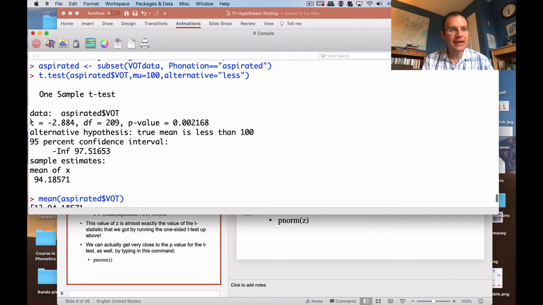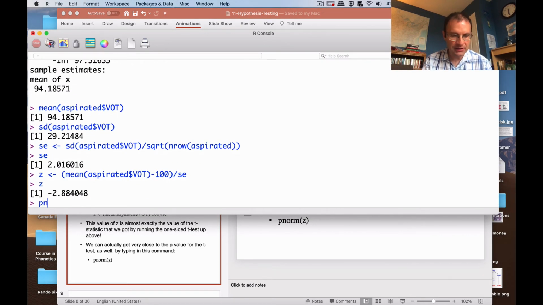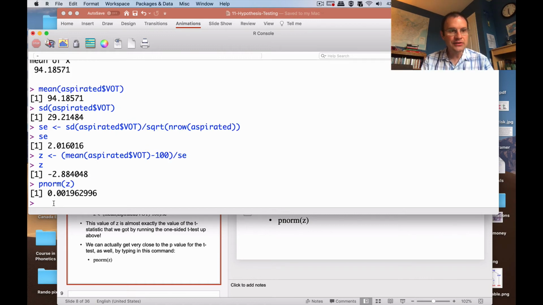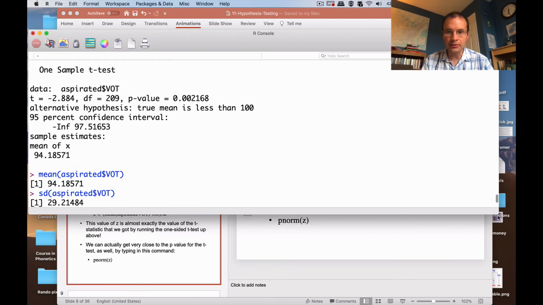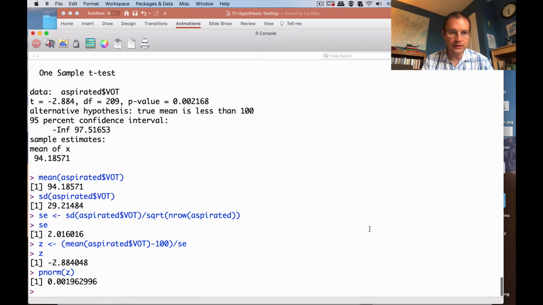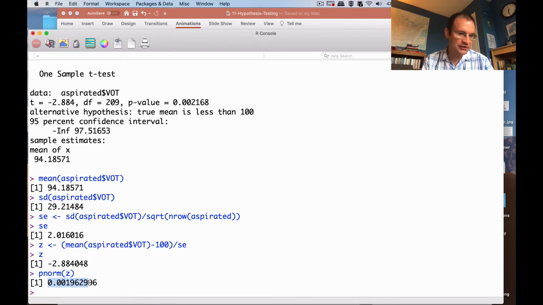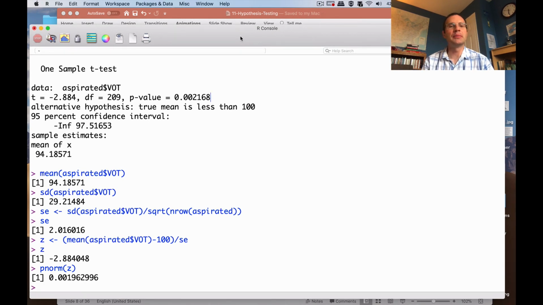When we first looked at this, we said we didn't really know where this was coming from. What I want to relate now is the connection between the t-score here and the p-value there. If I calculate the p-value for that z-score, I get something which looks very similar to the p-value I got for the t-test. This is 0.00196 something, and this is 0.002. Both of these values are around 0.002, which is a relatively small number.